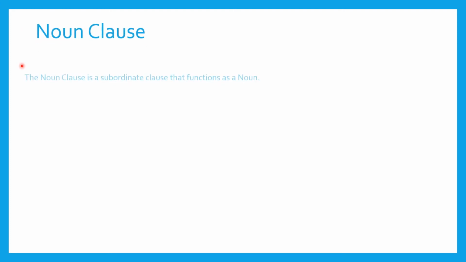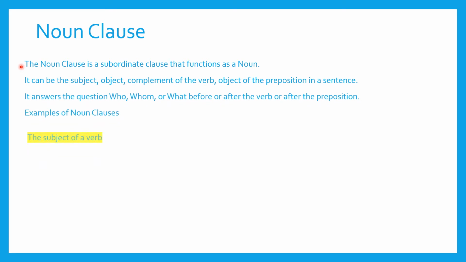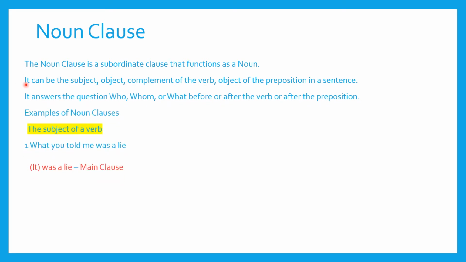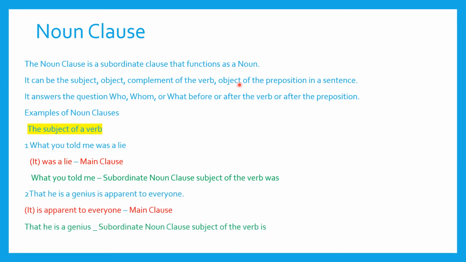Noun clause. The noun clause is a subordinate clause that functions as a noun. It can be the subject, object, complement of the verb, or object of the preposition in a sentence. A noun clause answers the question who, whom, or what before or after the verb or after the preposition. Let us understand this with the help of the following examples.